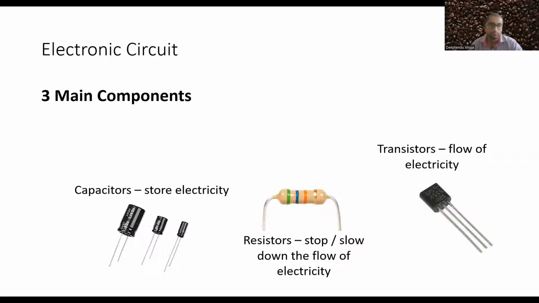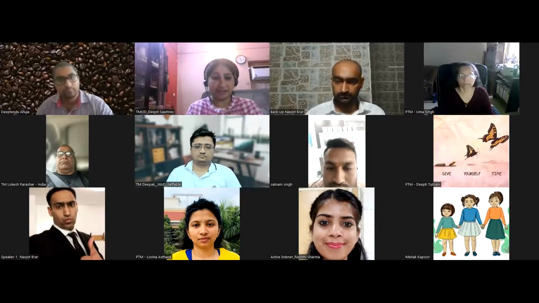On any given chipboard, I wish I could zoom this and show it to you. You can see a lot of wires which connect these three main components. It is a play of these three main components that forms an electronic circuit. Lots of circuits together, making it more complicated, forms a chip. That is what an electronic chip is all about. We'll come to the design process after the next segment.